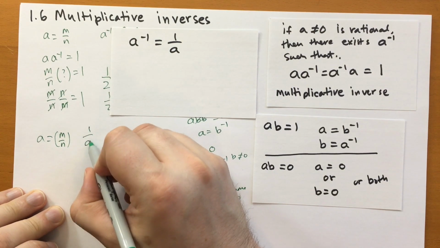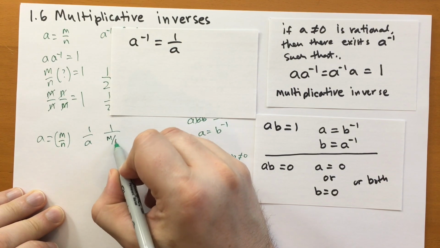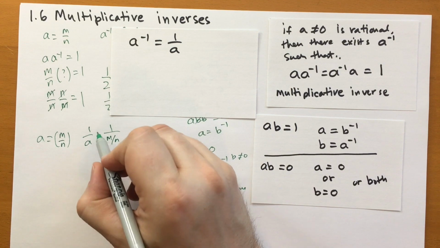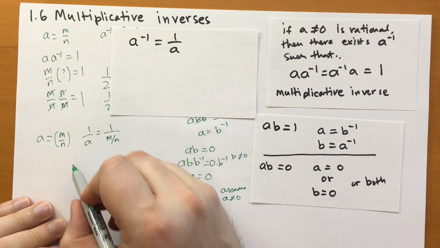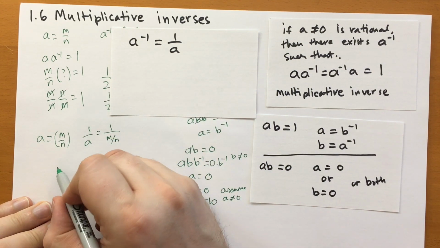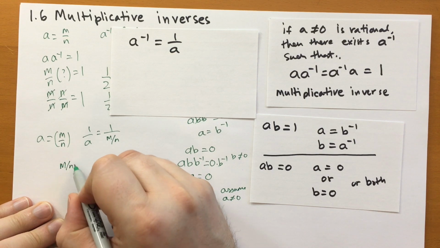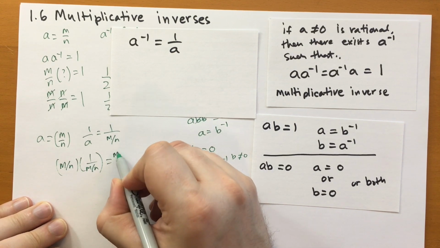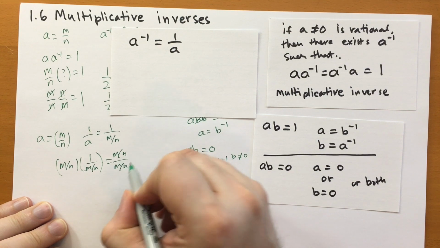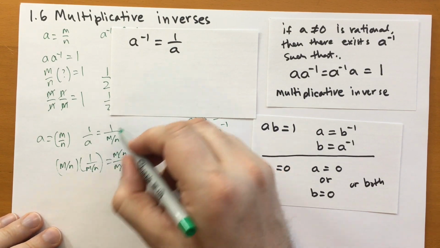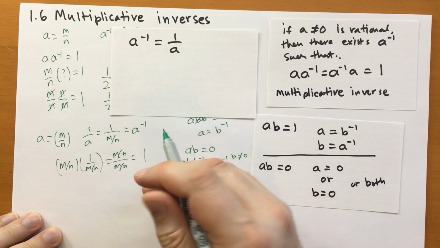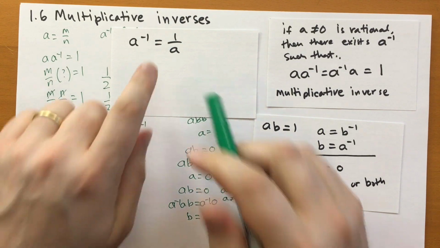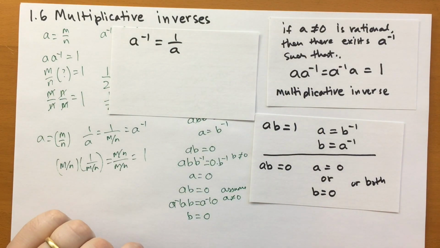then 1 over a would be 1 over m over n, okay, right? And does this times that equal 1? Well, let's take m over n times 1 over m over n. That does indeed equal m over n over m over n, which is equal to 1. So yes, this is equal to a to the minus 1. Okay, boom. That was easy.